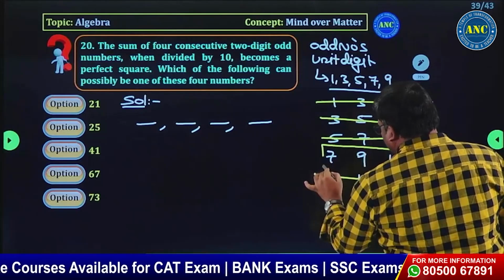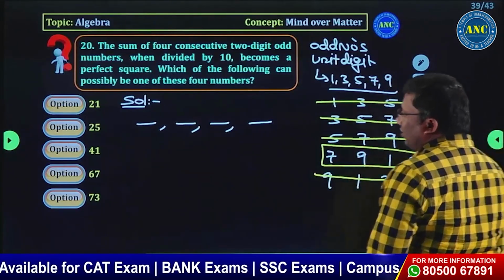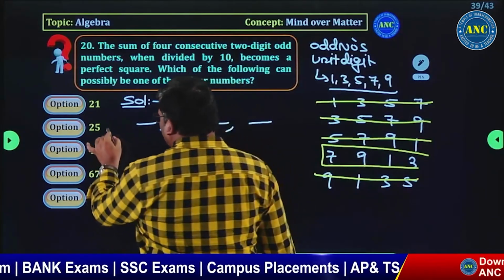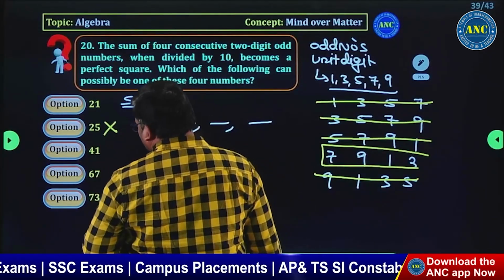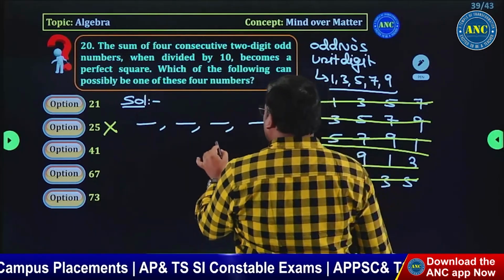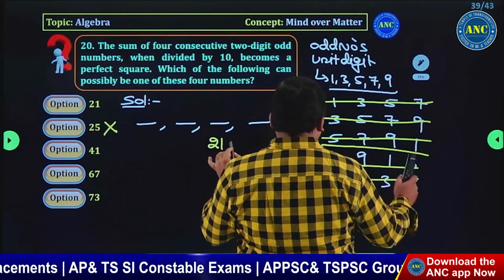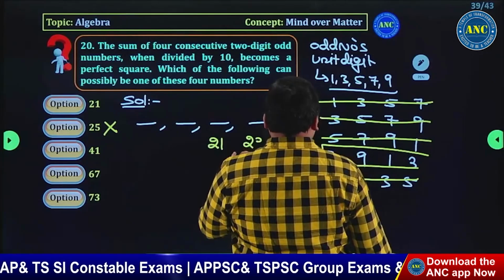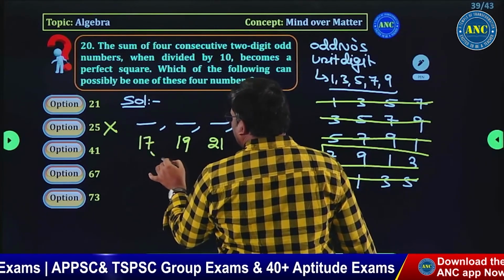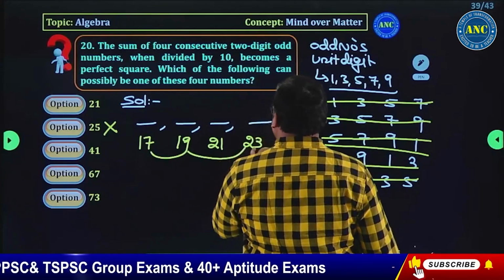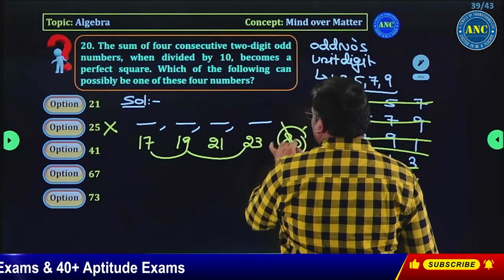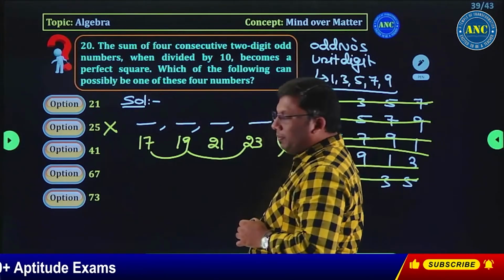The possibility is 7, 9, 1, 3. The unit digits can be 7, 9, 1, 3. If it is 21, the next number will be 23. The previous numbers are 19, 17. 36 plus 44, 80. 80 divided by 10, 8. 8 is not a perfect square.